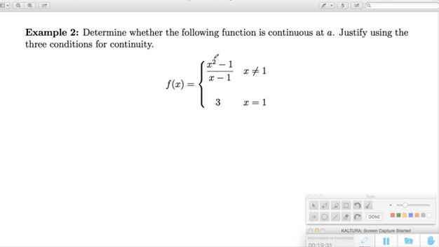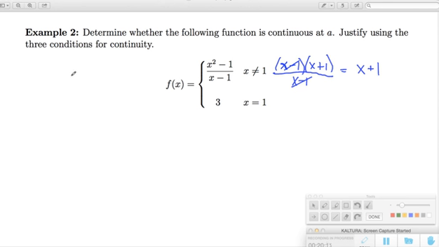However, if you'll pay attention to the first part of the function, the part where x can't be 1, notice that that numerator can factor into x minus 1, x plus 1. And what you're going to get is a cancellation of the x minus 1s. So that first function is equivalent to the function x plus 1. The only difference is that we're not allowing it to equal 1.